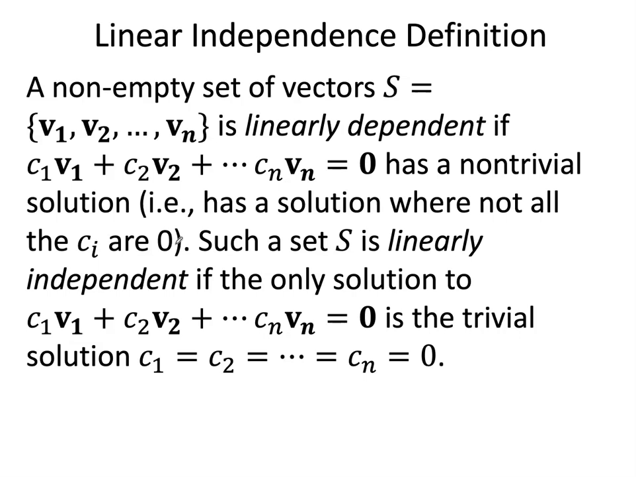A non-empty set of vectors S, v1, v2, and so on up to v sub n, is linearly dependent if c1 v1 plus c2 v2 plus and so on plus c sub n v sub n equals 0 has a non-trivial solution. That is, has a solution where not all the c sub i are 0. Such a set S is linearly independent if the only solution to c1 v1 plus c2 v2 plus and so on plus c sub n v sub n equals 0 is the trivial solution. That is, where all the c sub i's are 0.